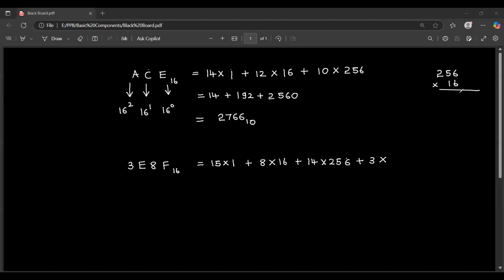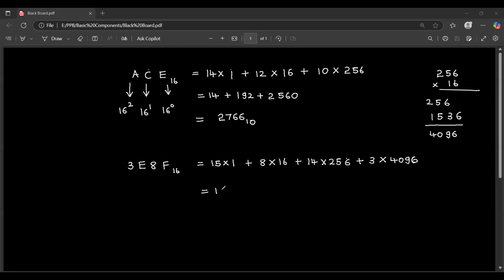So 6 into 256 is 1536, so that will be equal to 4096. And we have to multiply it by 3 again. Well, that's going to be fun, but let's do one by one.